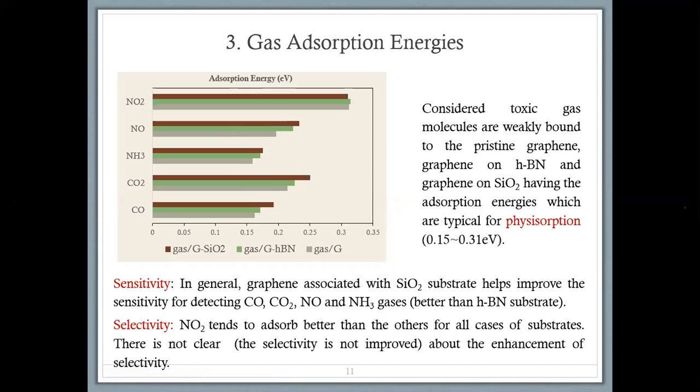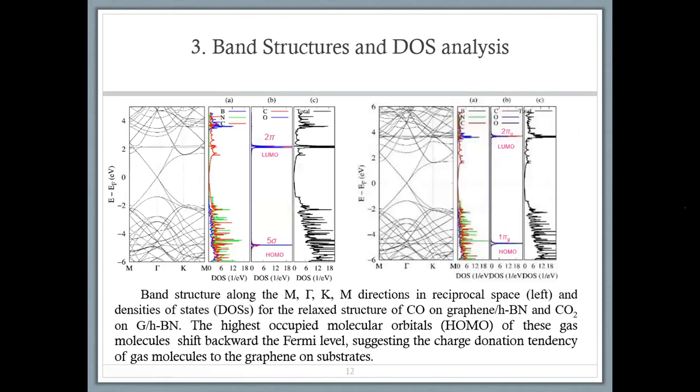About the sensitivity, in the case of NO2, it seems this gas molecule adsorbs better than the others because, compared to the others, the adsorption energy is much higher. However, it's not clear about the selectivity because the adsorption energy is not improved. So we need further investigation on this selectivity.